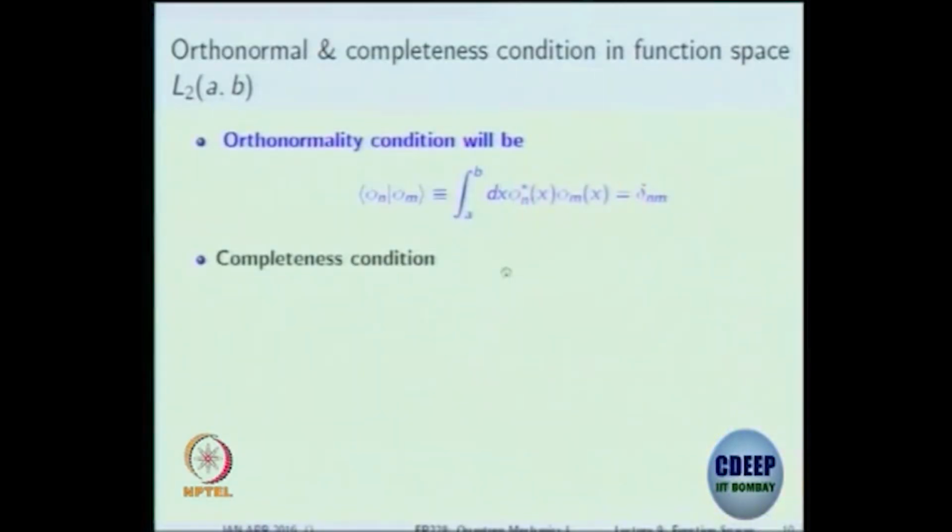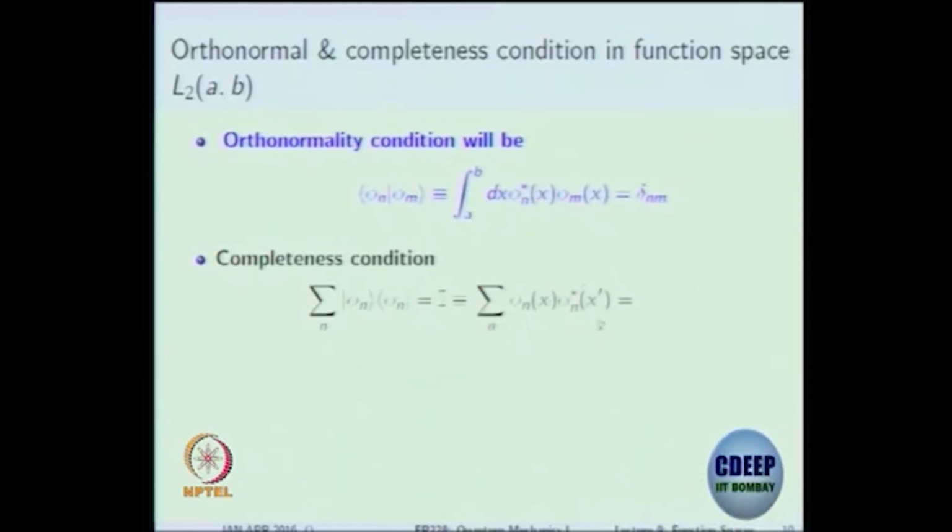Okay, so what is the completeness condition? On the finite dimensional vector space, we have done this, right? The outer product of phi n with phi n is identity. What will it be on this side? You have to have a summation over n, and this is identity, just like a delta nn kind of thing, right?